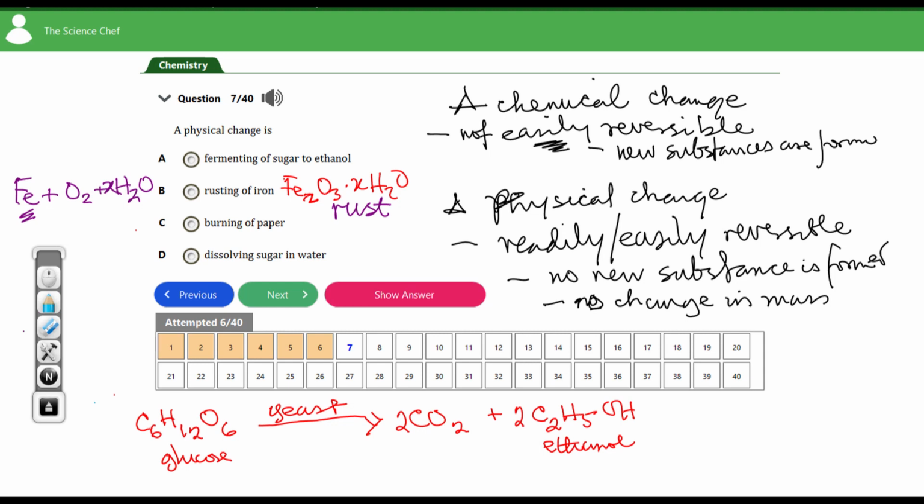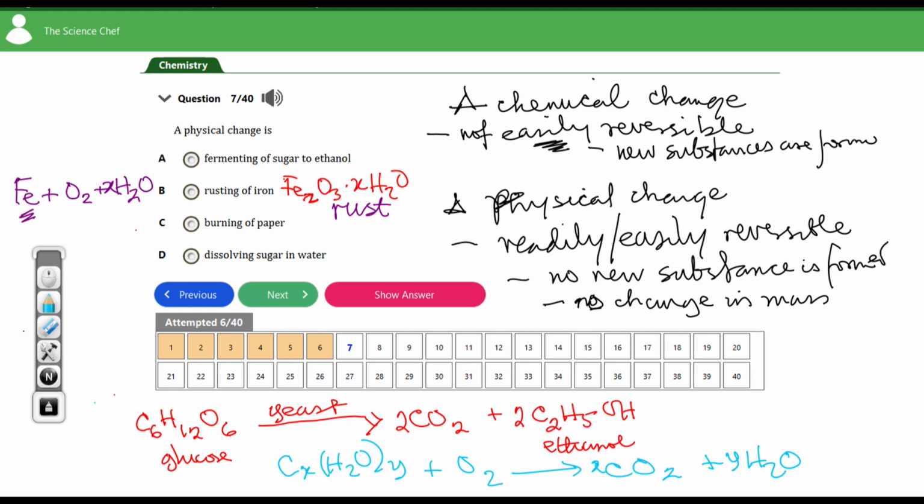Paper contains cellulose, that's a carbohydrate. That contains carbon, hydrogen, and oxygen. So when this undergoes combustion in the presence of oxygen, it will form carbon dioxide and water, right? Carbon dioxide and water are two different substances, completely different from the starting material, that is cellulose, right? So in this case, since new substances are formed, it means that the burning of paper is a chemical change, because it cannot be easily reversed, right?